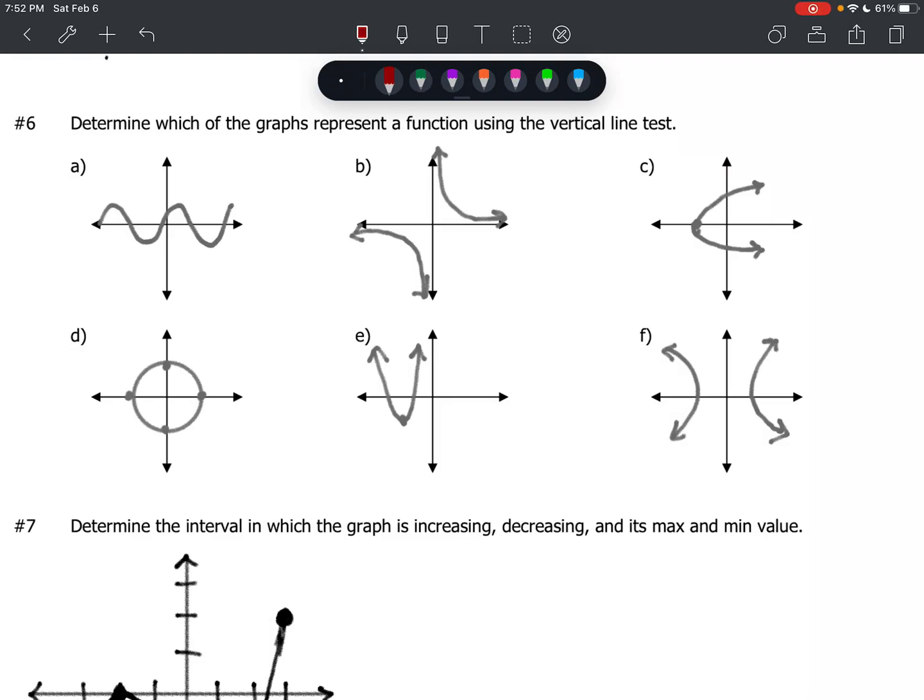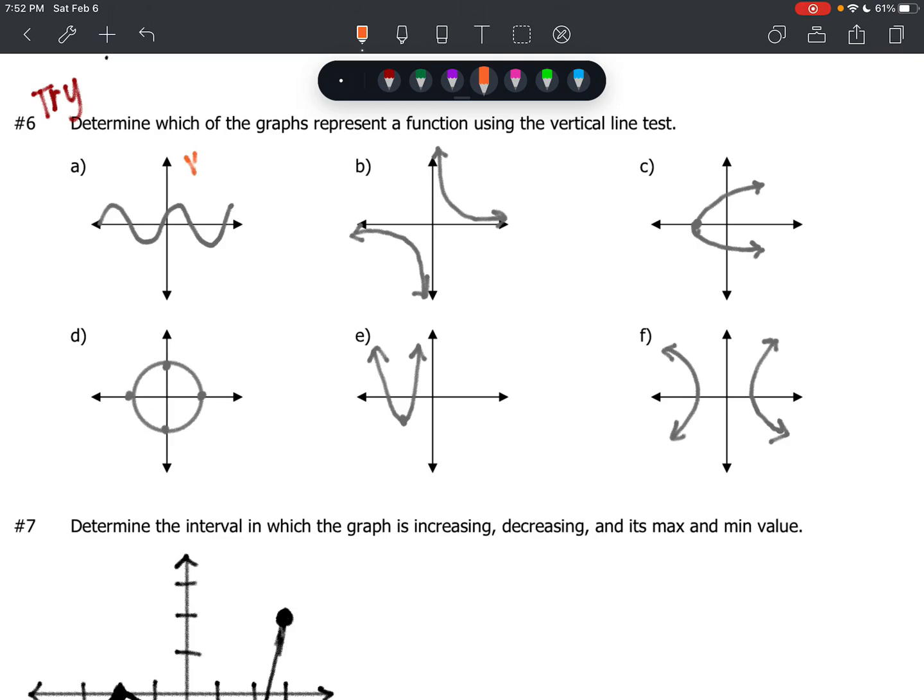Okay, here's a good problem for you to try. Number 6. See if you can tell out of these 6 graphs, A, B, C, D, E, F, whether or not the graphs represent a function using the vertical line test. Press pause, write your answer down, and then come on back and I'll share my answers with you.